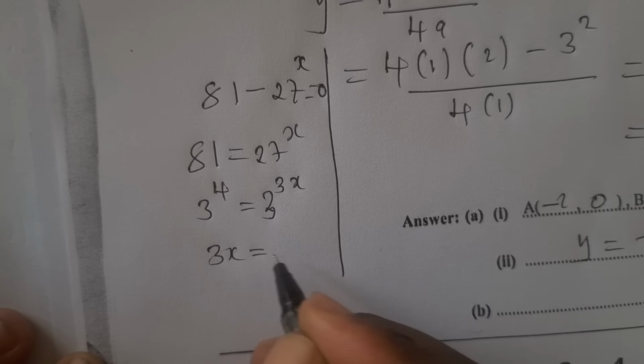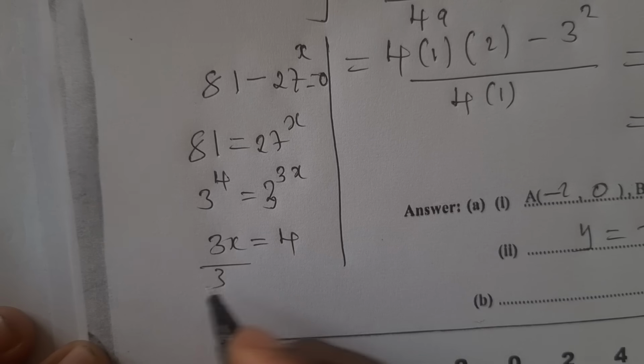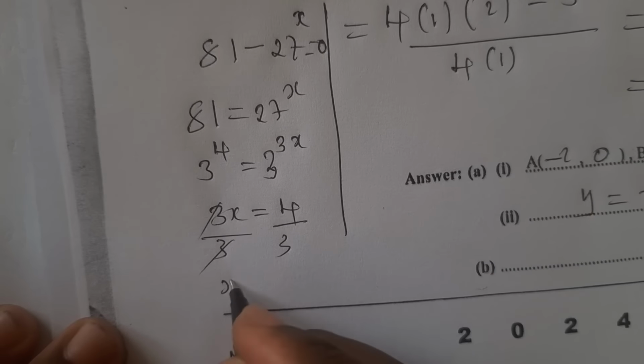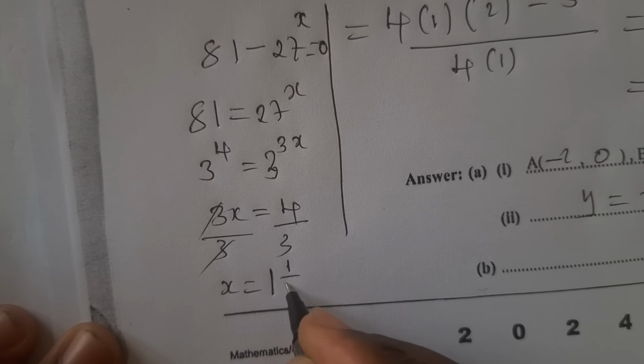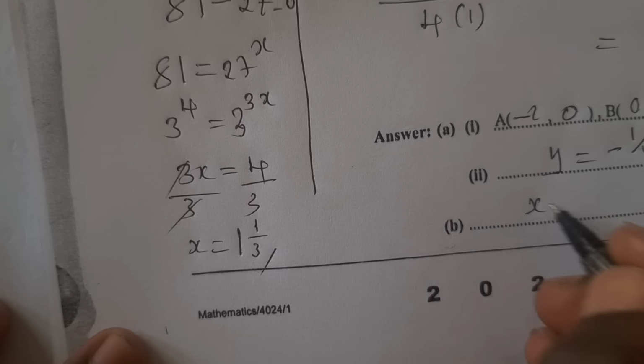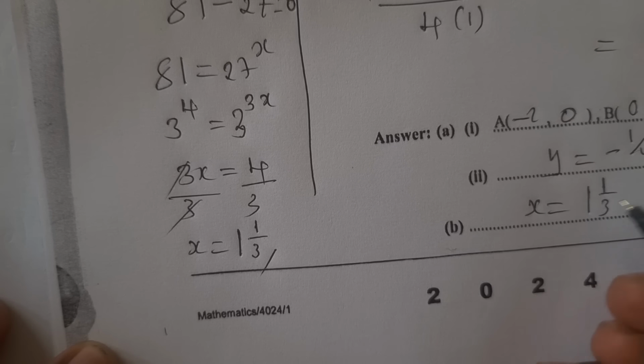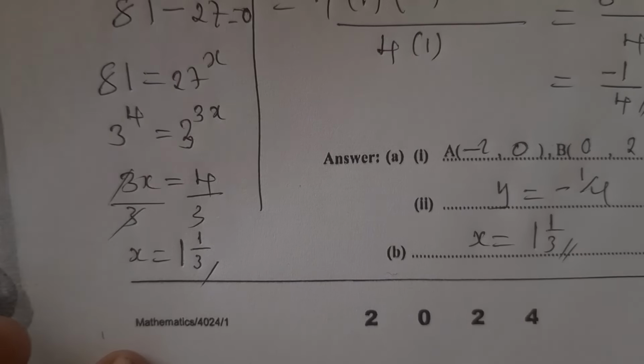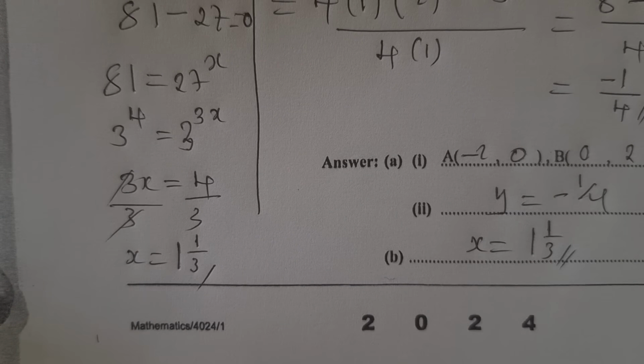You can say 3x is equal to 4. You equate the powers. Divide by 3 on both sides. The value of x will be equal to 1, remainder 1 over 3. So x is equal to 1 and 1 over 3. Just like that. We now go to our last question.